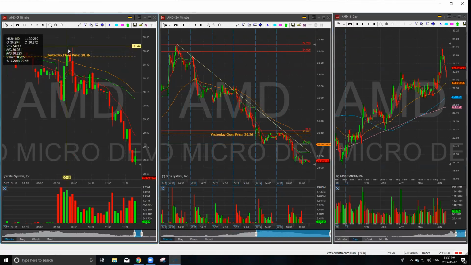From there, I wanted to wait and see what it does. It came back down, and then it tested here. It held a double bottom. So from the double bottom, I added back in a little bit of shares, came back up to the VWAP here, and I sold some of it here at the 30.24 area. And from here, when it dropped out on this wick right here, I took it off, and I was watching for a short.